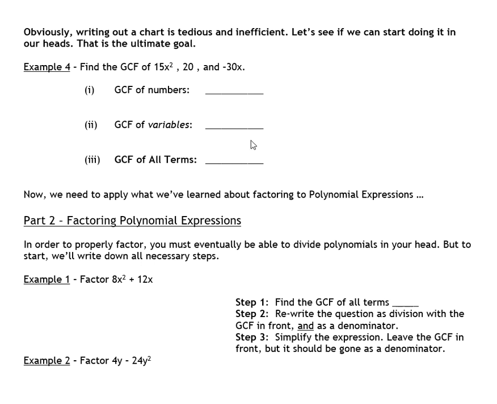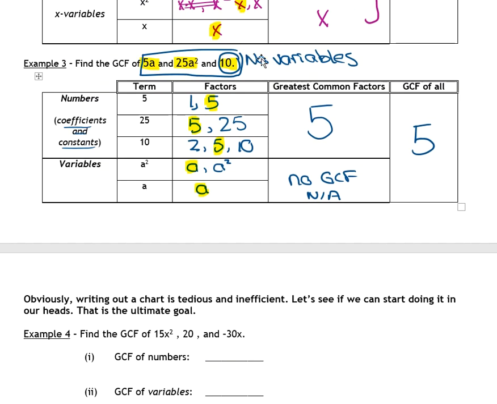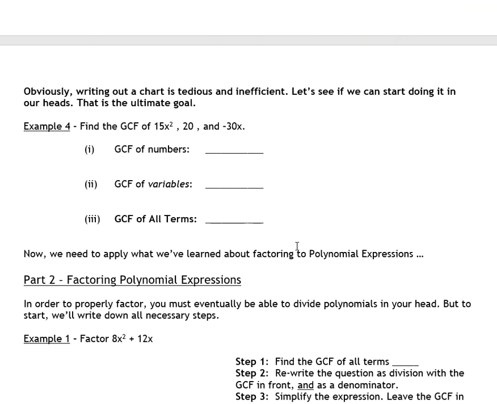Example 4. Find the greatest common factor of 15x squared, 20, and negative 30x. And the first thing I see right away, especially after the example that we just did with this no variable thing, is the 20 is a constant. It has no variables because it's a constant. That means there is not going to be a common factor for the variables. If the 20 weren't there, this one has a single x, this one has an x squared. If it weren't there, then I would say my common factor is an x. But the 20 is there, so let me just erase this.